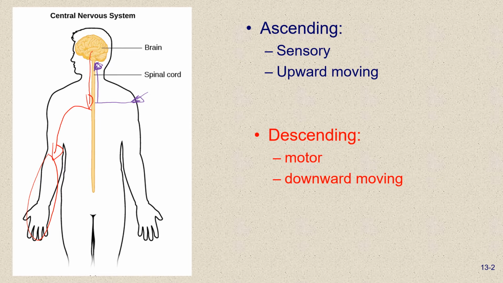Because the electrical impulse or the action potential is traveling in a downward direction, it can be referred to as descending information or a descending impulse, and it's going to be passing through white matter that is referred to as a descending tract or a descending pathway. So when you hear the term descending in the context of the central nervous system, it's referring to motor information traveling through motor neurons that are carrying information generally in a downward direction.